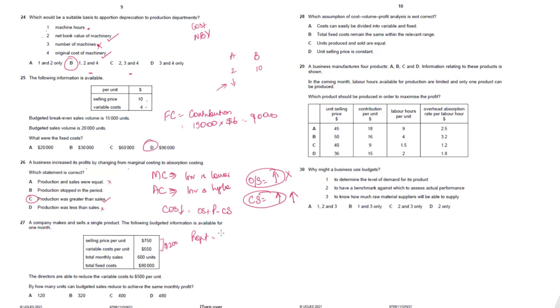So profit will be equal to contribution minus fixed cost. Contribution is 200 into 600, 120,000. Fixed cost is 80,000. So 40,000 is the current profit being earned. So how many units should be sold to make the same profit? Units will be equal to fixed cost plus target profit divided by the revised contribution per unit. Fixed cost is 80 plus 40 divided by the revised contribution per unit, 750 minus 500, so 250.